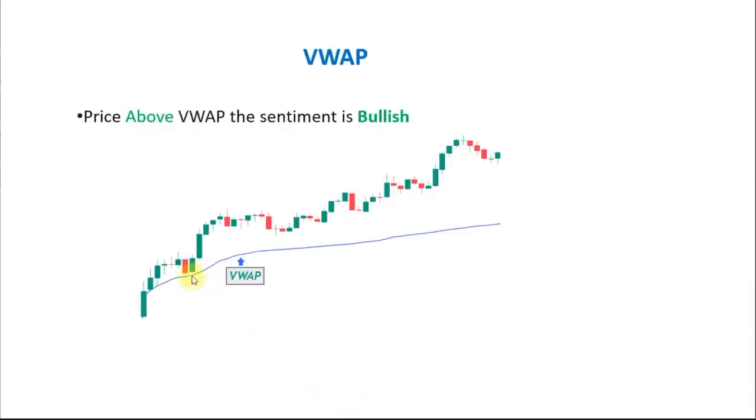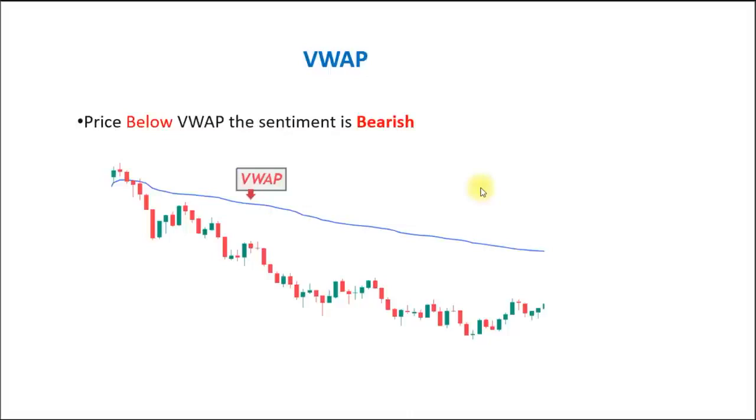The blue line, this is the VWAP line which I have marked here. This is the VWAP, that is volume weighted average price. If the price is above VWAP, it means the sentiment is bullish. If the price is below VWAP, the sentiment is bearish. Here you can see the blue line which I marked is the VWAP, and you can see the price is also below VWAP. So the sentiment is bearish.